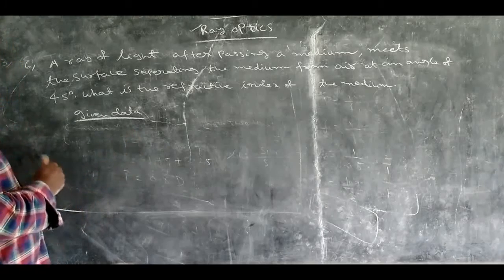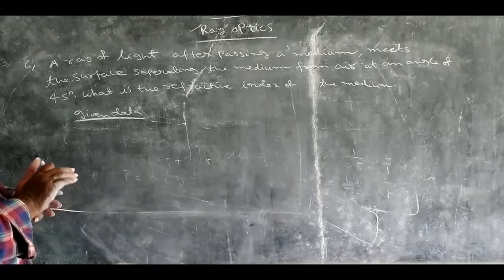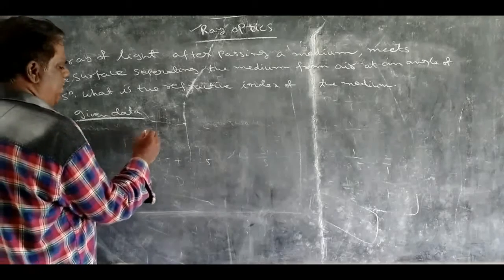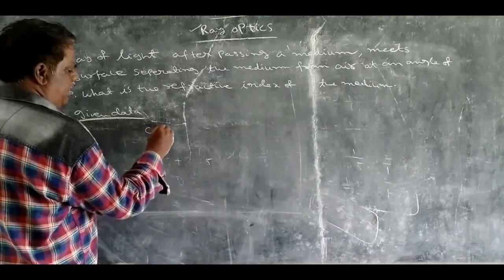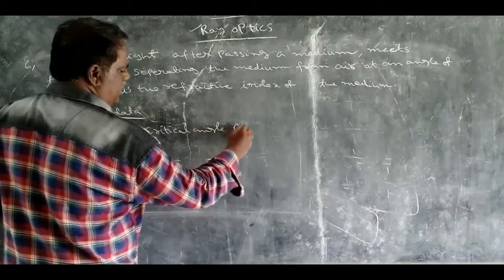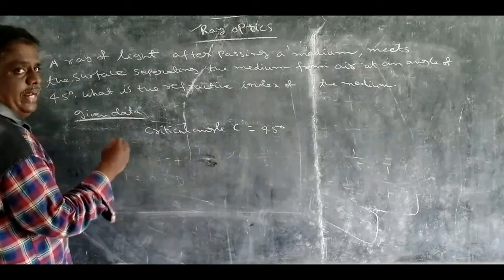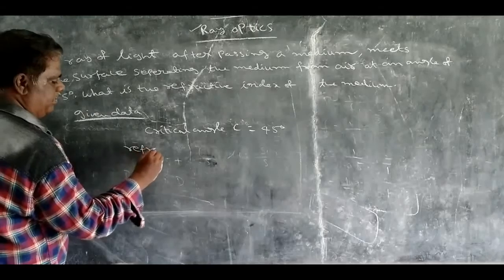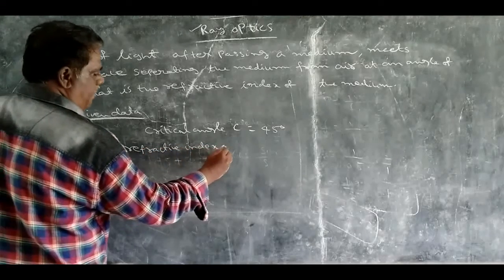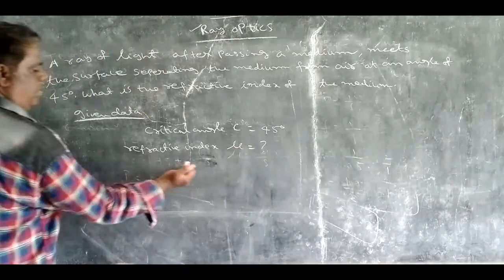At the surface of separation, if it exactly grazes the boundary, then it is called the critical angle. Critical angle C is equal to 45 degrees, and then the refractive index mu is equal to how much?